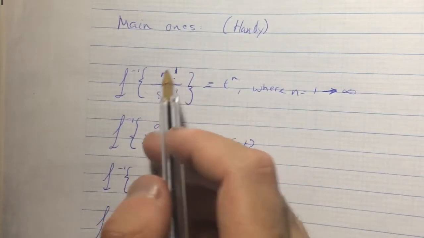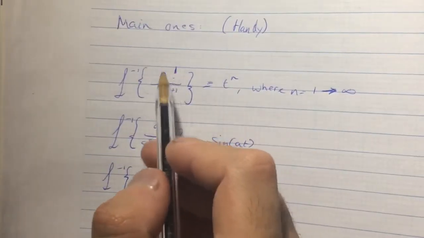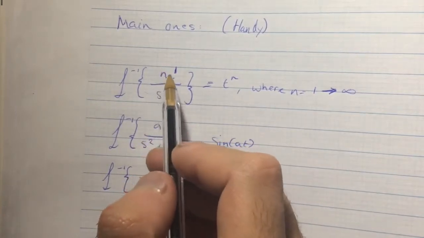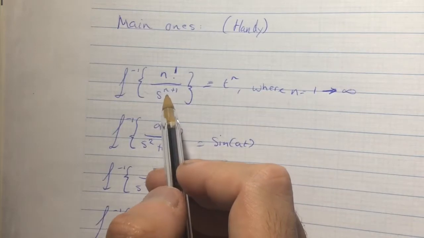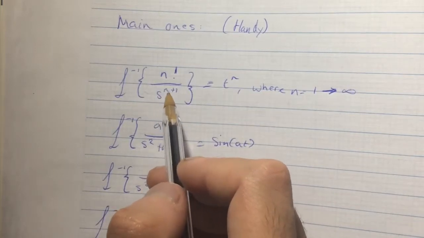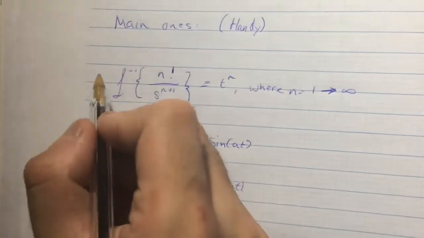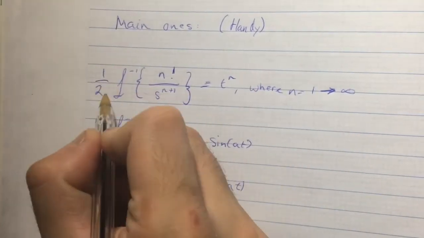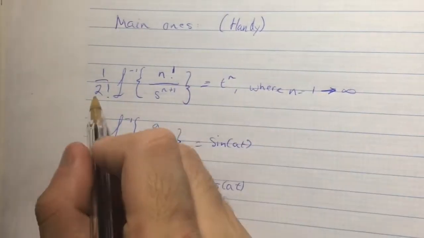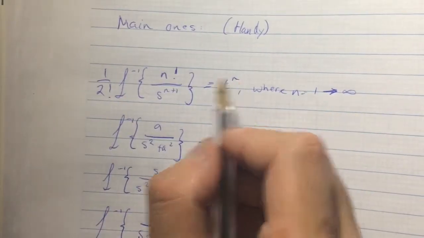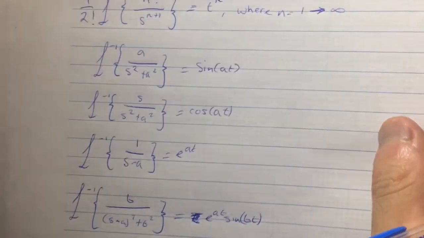And if I didn't have the value of n, what I would do is multiply by 2 factorial, because I know that's what n is, because s to the 2 plus 1 is s cubed. I'd have to multiply this whole inverse Laplace transform by 1 over 2 factorial, and then my answer would be t squared, multiplied by 1 over 2 factorial. So that's how you do it.